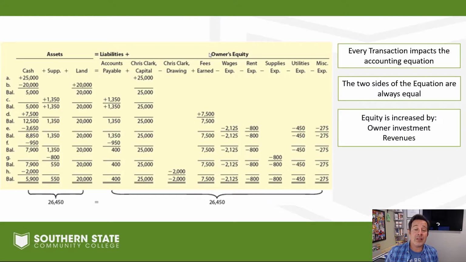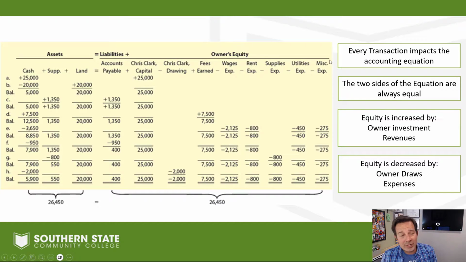Equity is going to be increased on the equity side by owner investments, as you can see in our capital account, and revenues, as you can see in fees earned. Equity is decreased by owner draws, as you can see right there, and expenses. So that's it. Plugging transactions into the accounting equation. Hopefully you can kind of see how transactions impact the accounting equation.